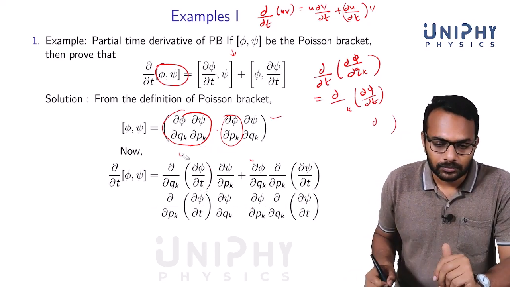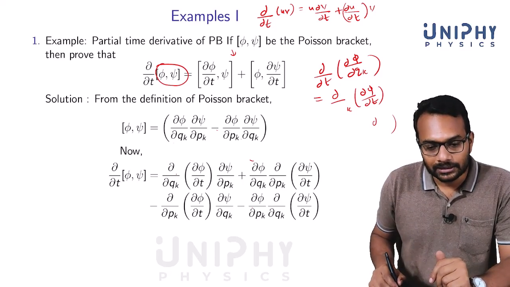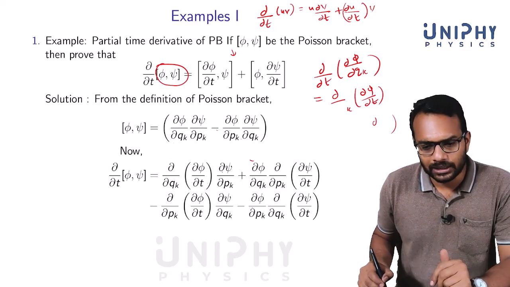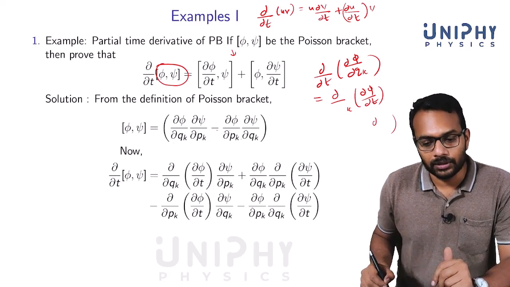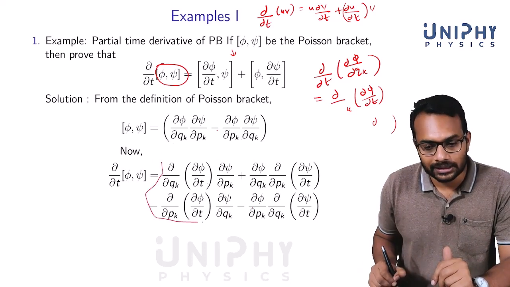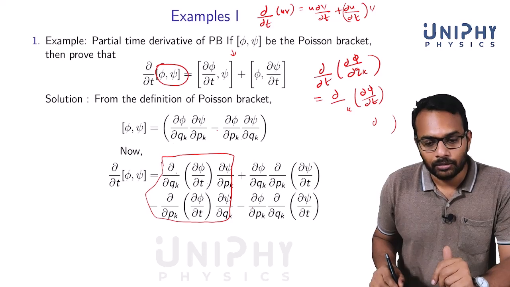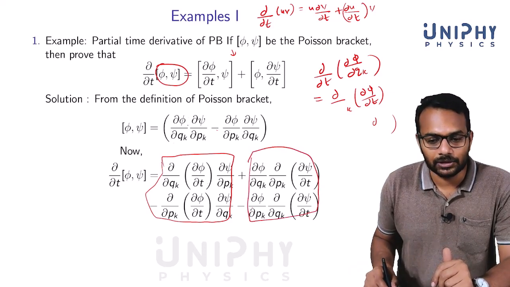Okay. Now we can easily combine terms. If we look at this, this is ∂/∂q_k of ∂φ/∂t, ∂ψ/∂p_k, and let's look at the second term. It's ∂/∂p_k of ∂φ/∂t, ∂ψ/∂q_k. Alright. So if you look at these two terms, it just exactly looks like a Poisson bracket. Similarly, these two terms also look like a Poisson bracket. You just use the fundamental definition.